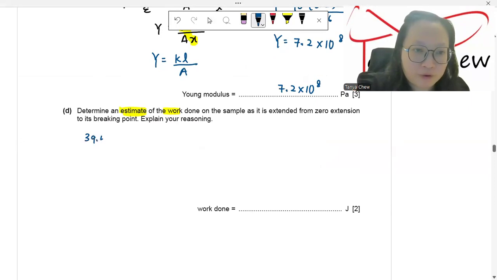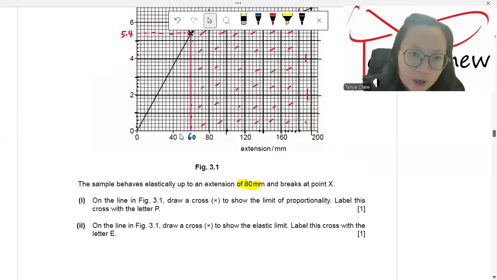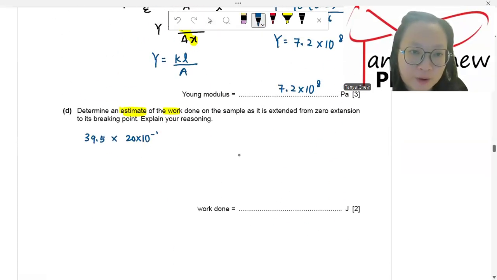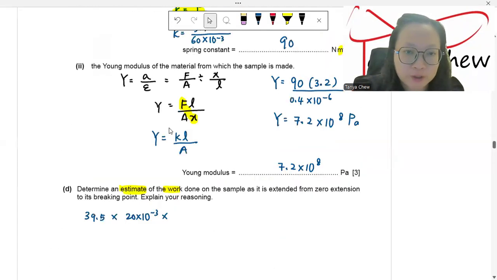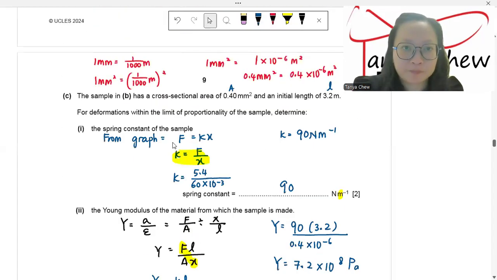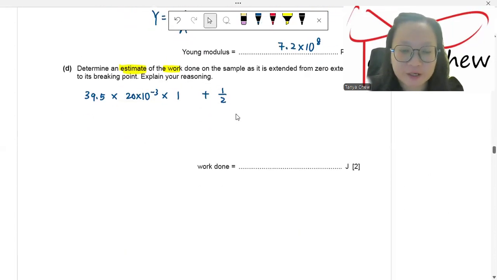Okay, 39.5 boxes times the area of one box. One box is 20 millimeter, so you have to change it to meter: 20 times 10 to the power negative 3, and the height of one box is 1 Newton times 1. Then plus the area of the triangle here: half times 5.4 times 60 milli, remember?